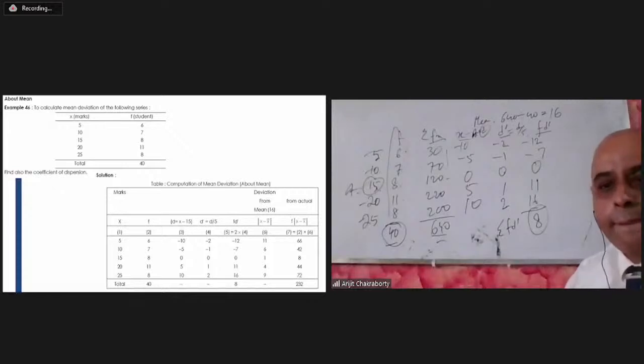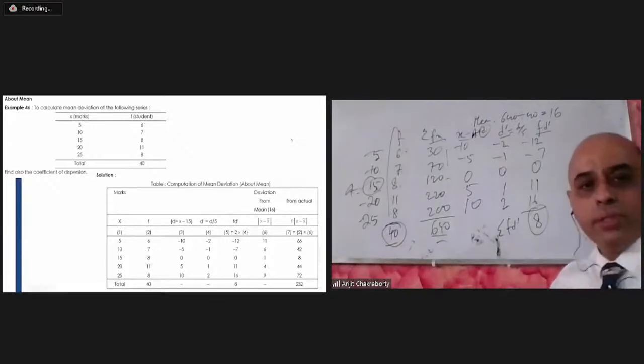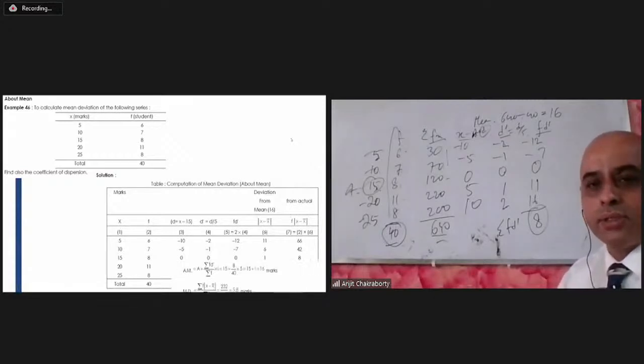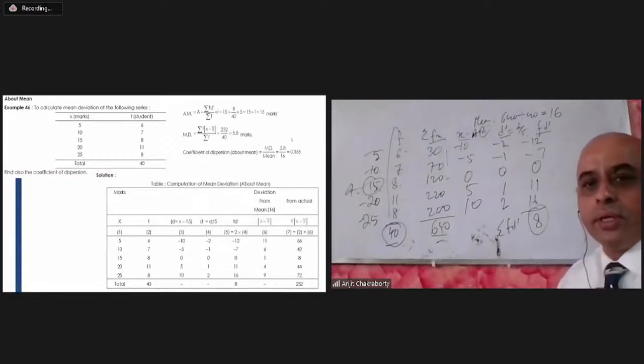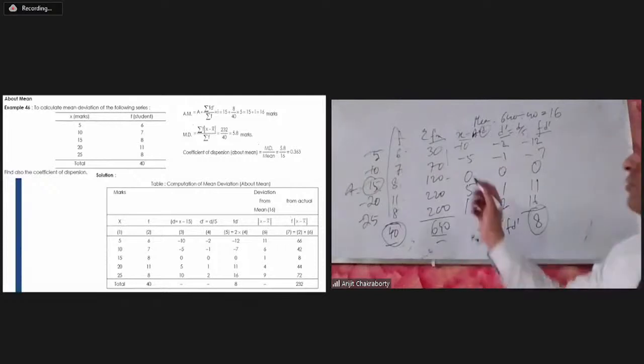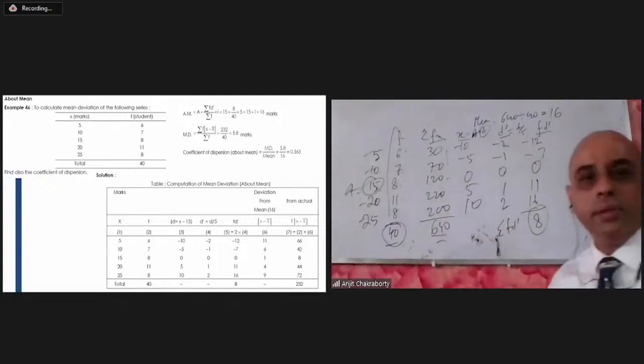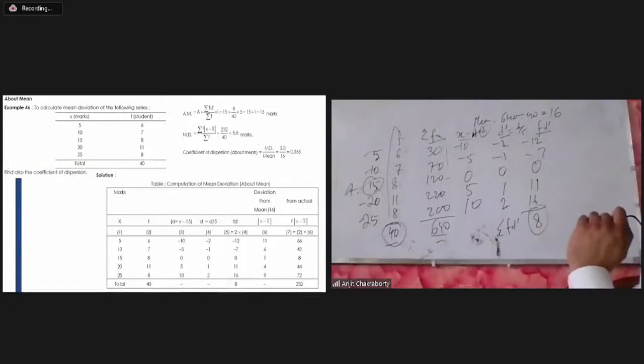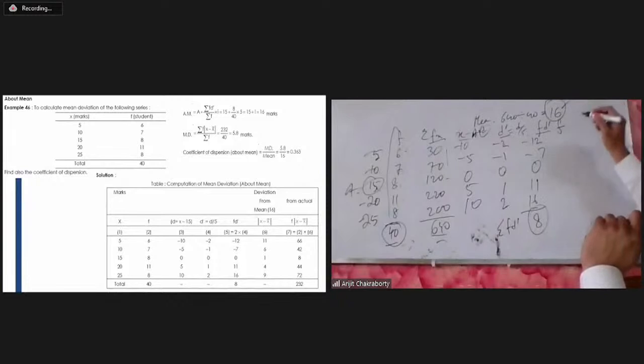Fine. So we have got up till here, and now the last column we need to fill up, that is the frequency into x minus x bar. So first of all, we work out the arithmetic mean. Arithmetic mean, as we calculated earlier, is 16. So here also we get 16 using this method.